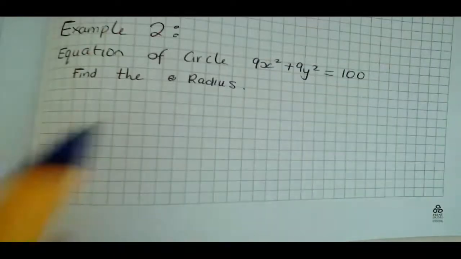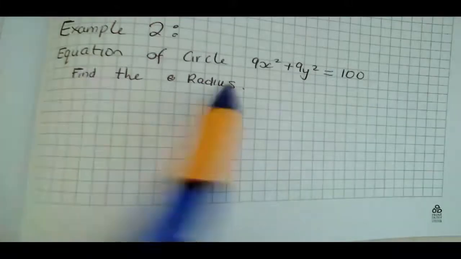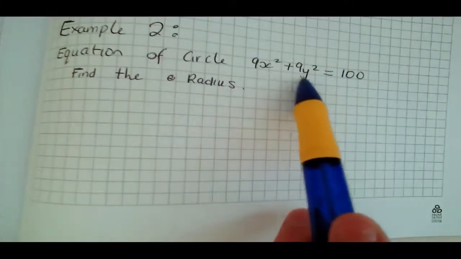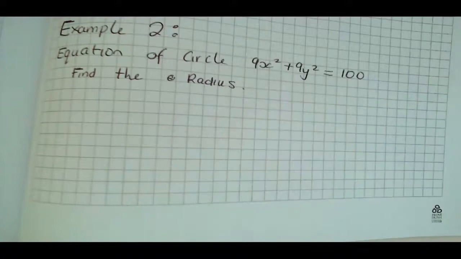So then we're going to look at a second example. The equation of a circle is given to us, so it's 9x squared plus 9y squared is equal to 100, and we're asked to find the radius.